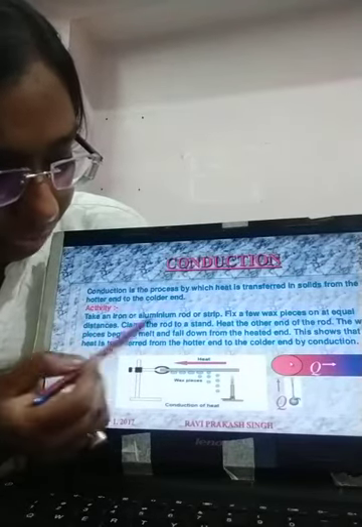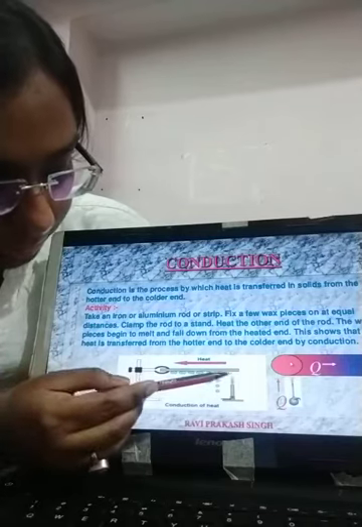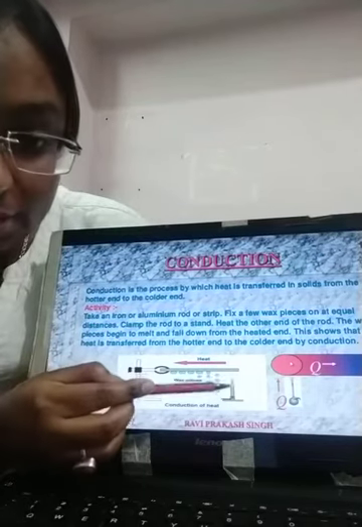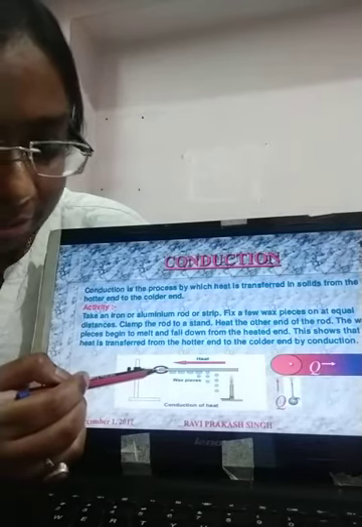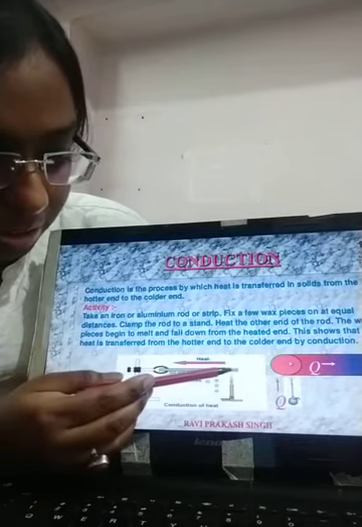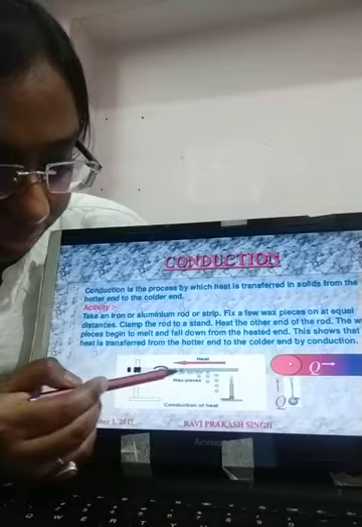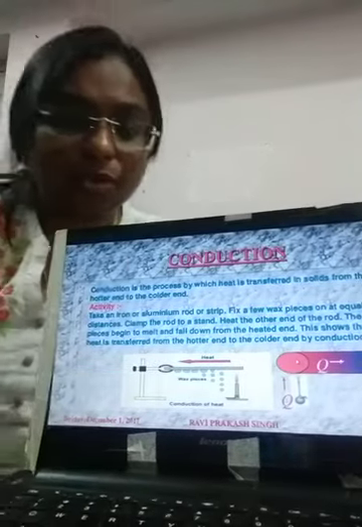Here they have shown you an activity in which they have taken a metal rod and are heating one end of the metal rod. After a certain point of time, if you touch the other end, you will feel hot. So the heat is being transferred from the hotter end to the colder end. This is how heat gets transferred from hotter end to colder end.